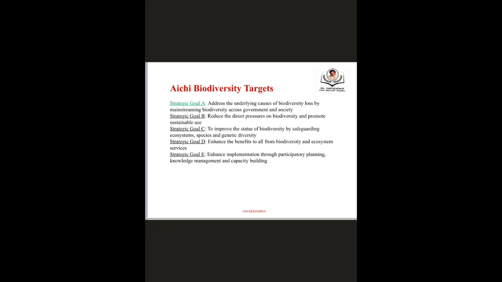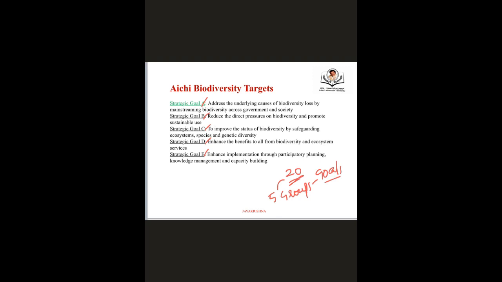The Nagoya Protocol ends up with a strategic plan with 20 targets called as Aichi targets. What is Aichi? Aichi is the prefecture, nothing but the state in which the Nagoya city is there. These are the targets called as Aichi targets, where there are some 20 Aichi targets. All these 20 Aichi targets are clubbed into 5 groups, where they are called as goals, like goal A, goal B, goal C, goal D, and goal E.